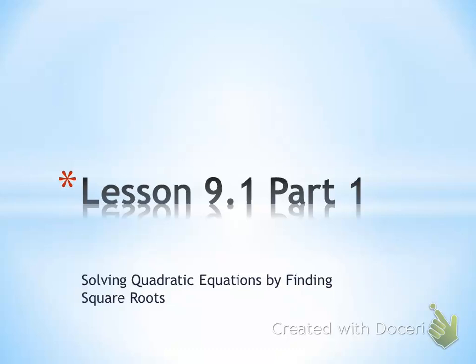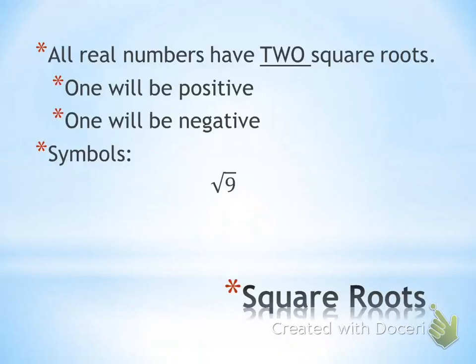All right, so what we're going to do today is lesson 9.1 part 1. That's going to be solving quadratic equations by finding square roots. We're going to talk about square roots, okay? Every time you find a square root of a number, there are always two answers. You will have a positive square root and a negative square root, okay?